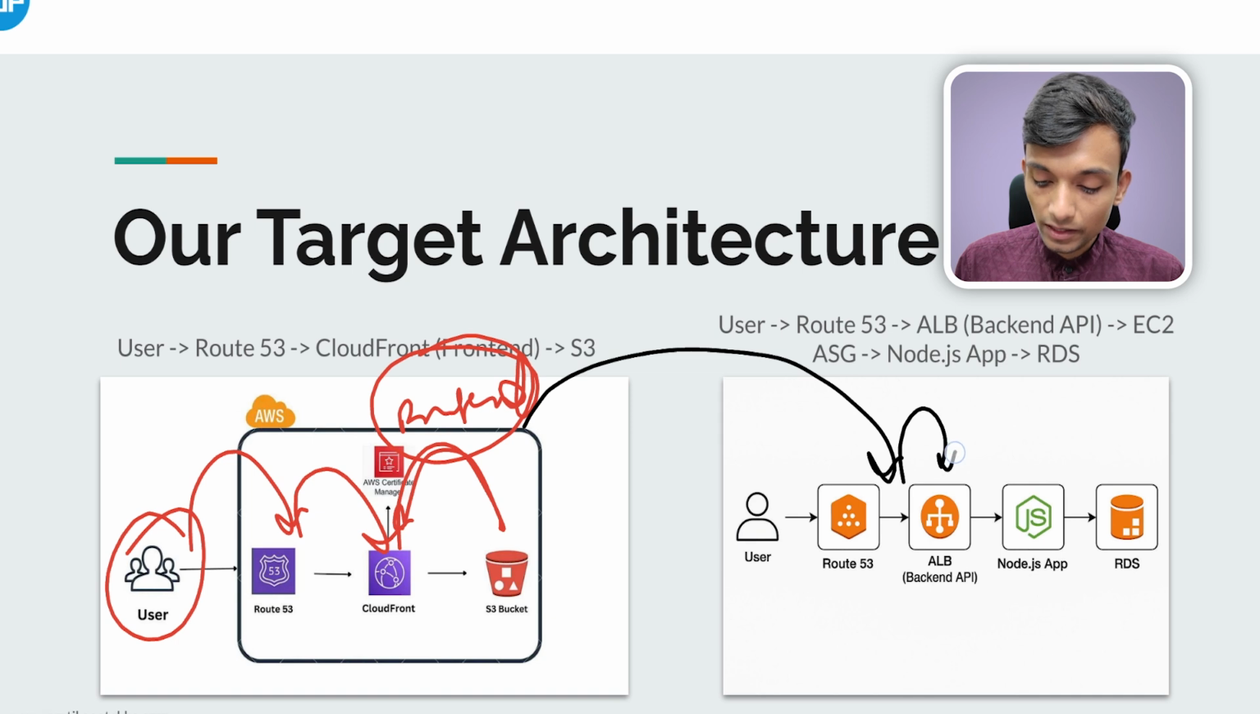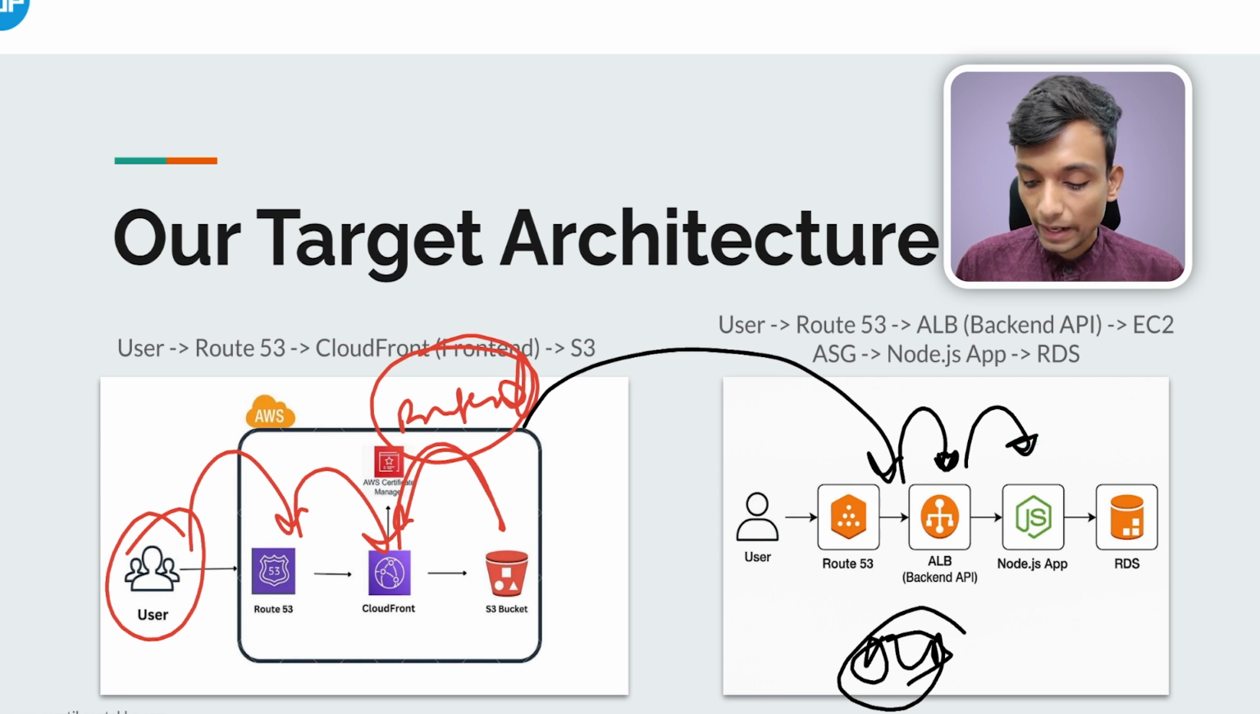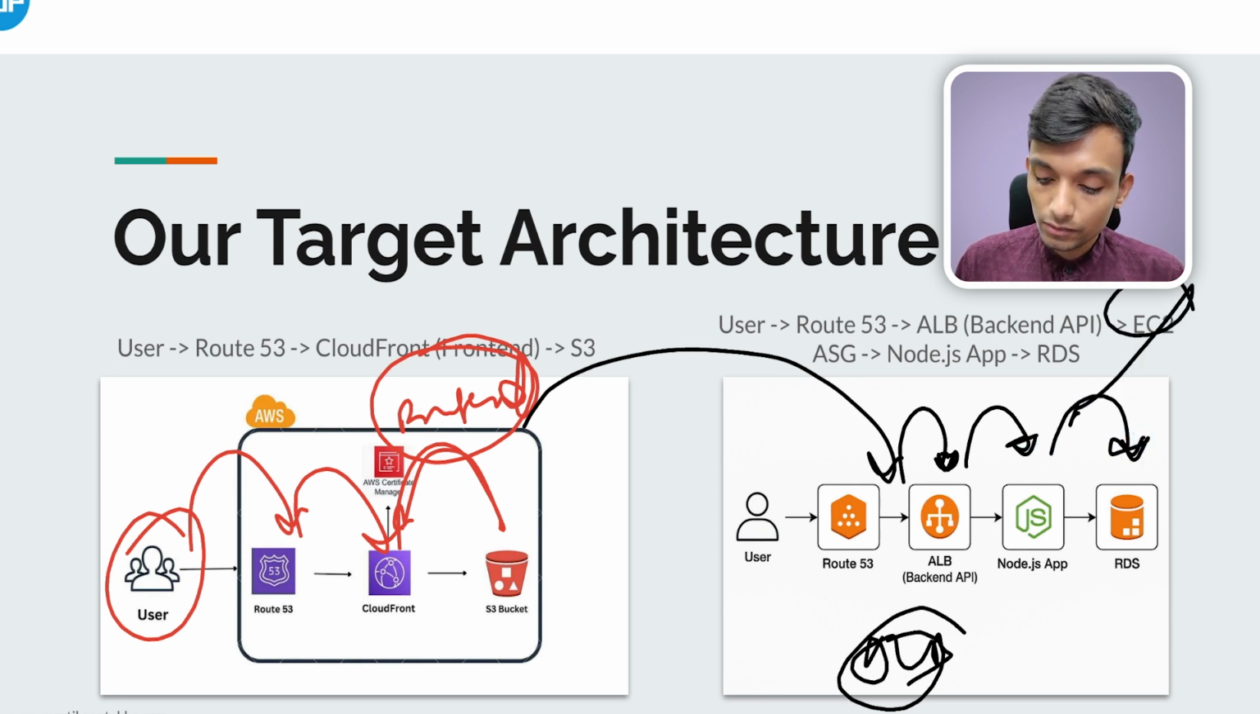Then ALB, it's the application load balancer. Let's say suddenly a spike happens, millions of users get in. How am I going to handle it? How are we going to divert the traffic? That's why we are using the application load balancer. Then it's a Node.js app, that's our backend app hosted on EC2. Then RDS, we are talking with the database. Then we send the RDS response back to the front end.